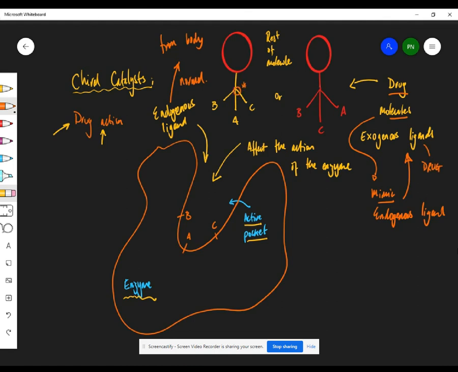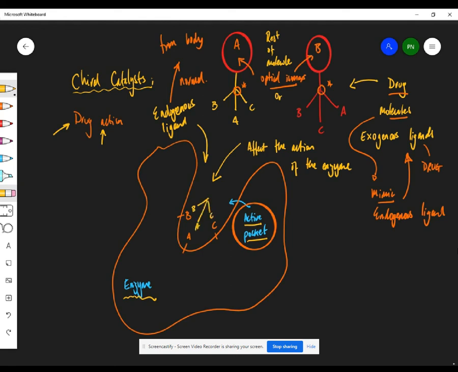Okay, now we have two drugs here, and I'm circling the chiral centers there. On the left we have drug A, and on the right we have drug B, and they're optical isomers of each other. As I say, on the left is drug A, and on the right is drug B, and they're going to go into the active pocket. Now, if drug A goes into the active pocket, let me show you what happens.